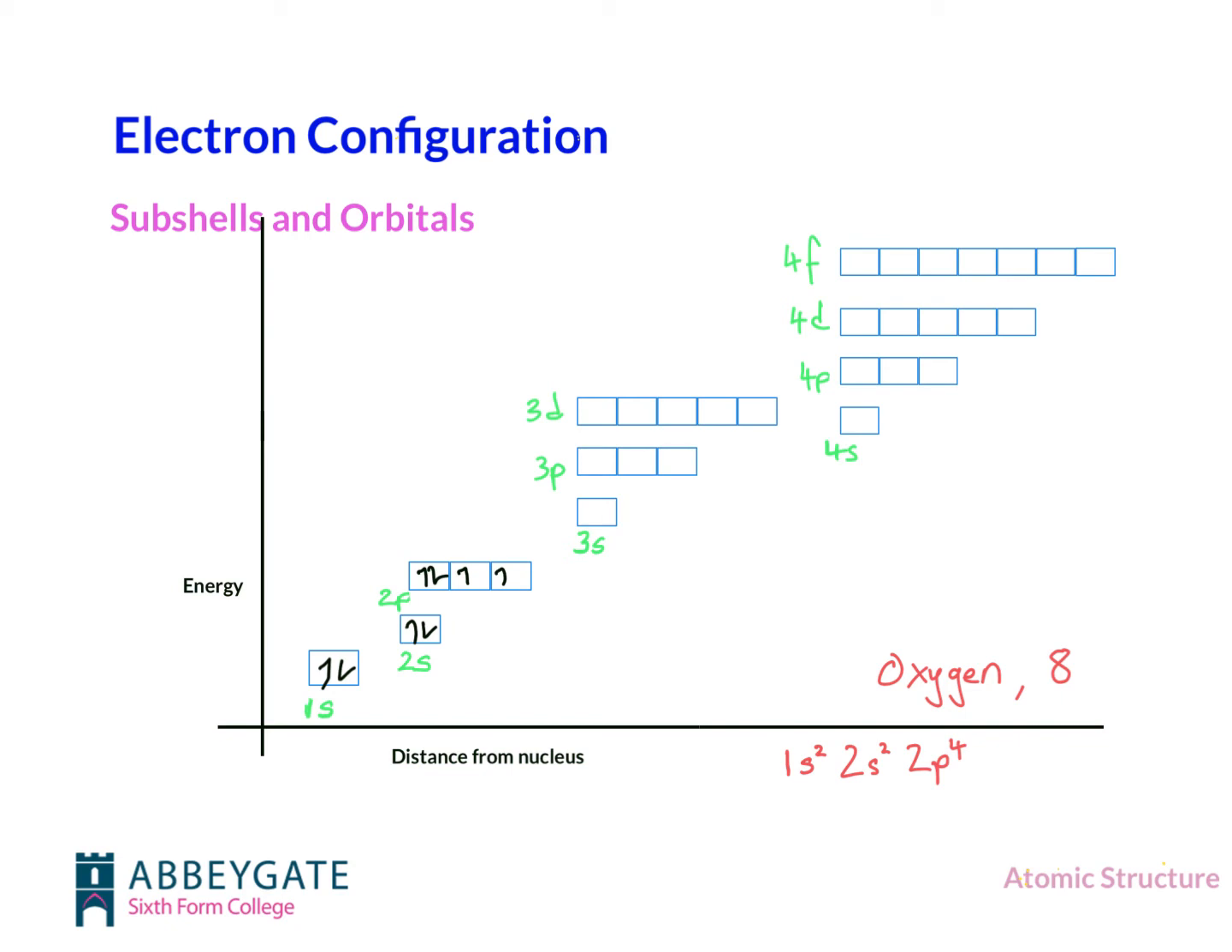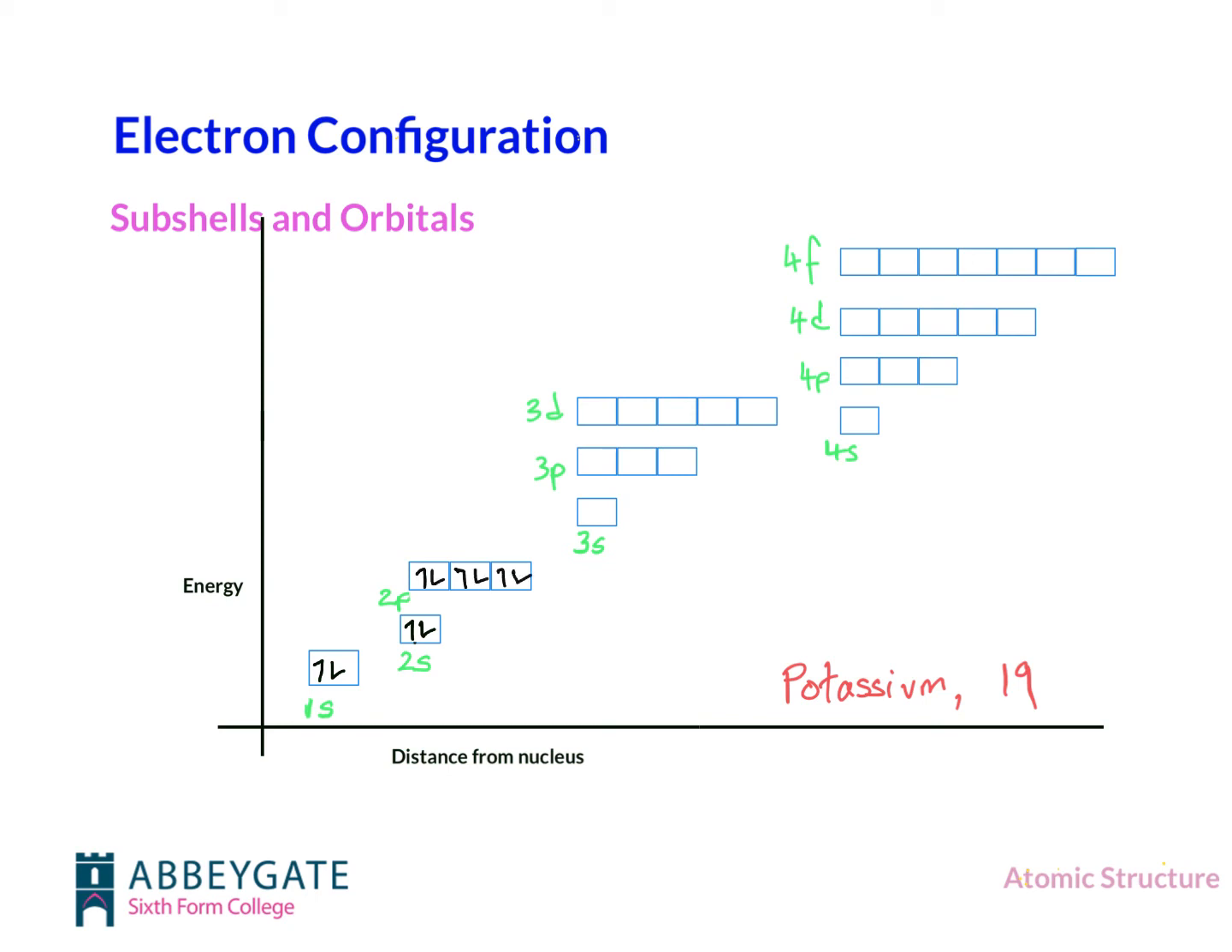Let's look at another example. So if we look at potassium, potassium has 19 electrons. If you're doing this at GCSE, you would know that would be 2 in the first shell, 8 in the second shell, 8 in the third shell, and 1 in the fourth shell. So let's have a look how that looks on our subshells and orbitals diagram. So potassium, we're going to put 2 in the first shell, so that's 2 in the 1s. And then it's going to have 8 in the second shell, so that's going to be 2 in the 2s and 6 in the 2p.